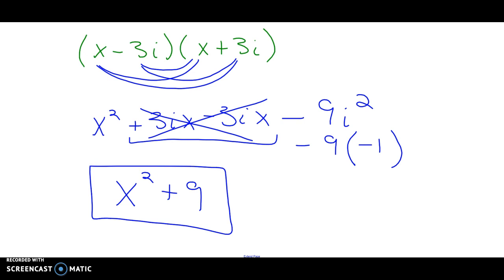So if you ever see a sum of squares, the way you factor it is the same thing as difference of squares, but you have to put an i.